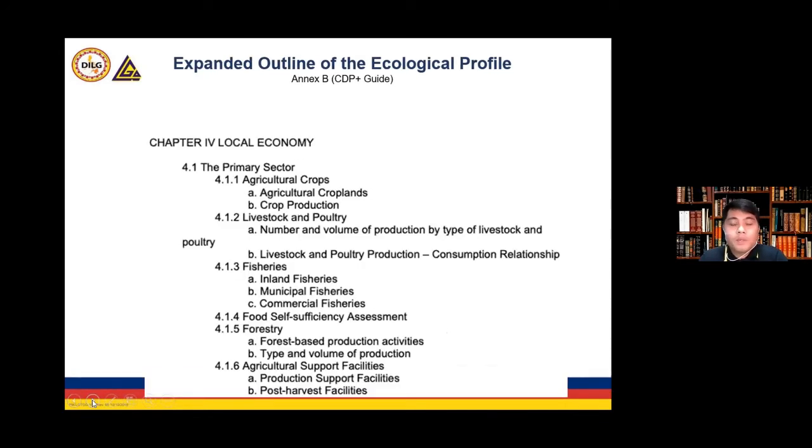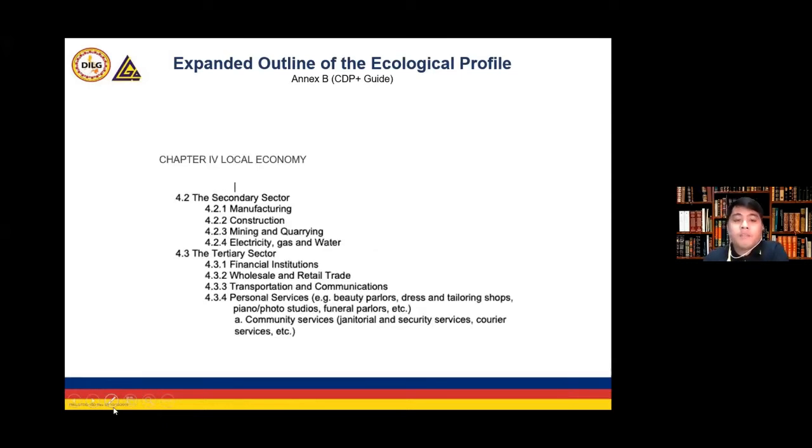Okay, for the local economy, we have the primary sector, yung AFF natin: agriculture, fisheries, and forestry. And then yung support facilities natin, existing support facilities for the primary sector. For the secondary sector, we have the manufacturing, construction, mining, and quarrying. So, mapapansin niyo sa omnibus guidelines natin, masingit lang ako, ito yung basehan ng DTI, no, sa categorization ng mga allowed na mga industries. So, in the economic sector, we have these subsectors. We have the primary sector, secondary sector, and tertiary sectors.